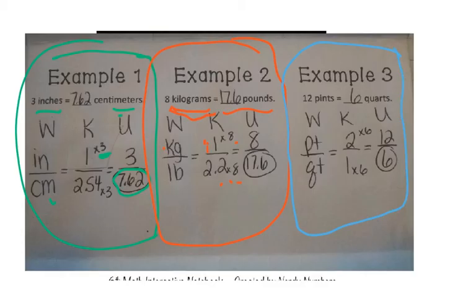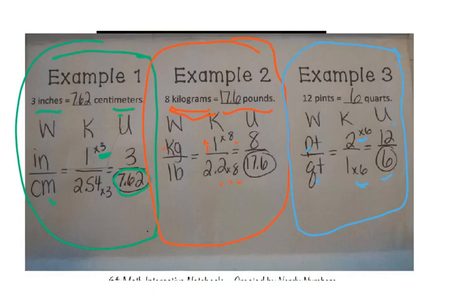And then finally, our last example, we have 12 pints is equal to how many quarts. Here I am in the customary system. So again, I'm just going to use WKU. Pints to quarts are my words. I have 2 pints to 1 quart. So I want to know how many quarts are in 12 pints. That's my U. I'm going to multiply by 6 over 6 because how do I get from 2 to 12? Well, it's times 6. I have to multiply my denominator by 6. So 12 pints is equal to 6 quarts.